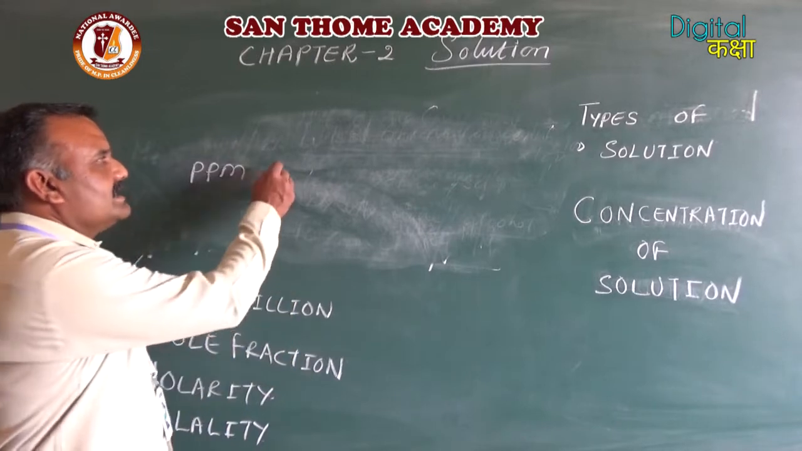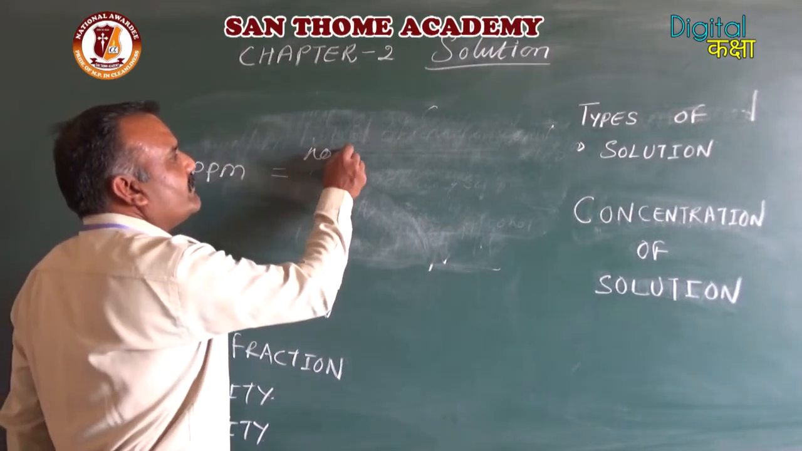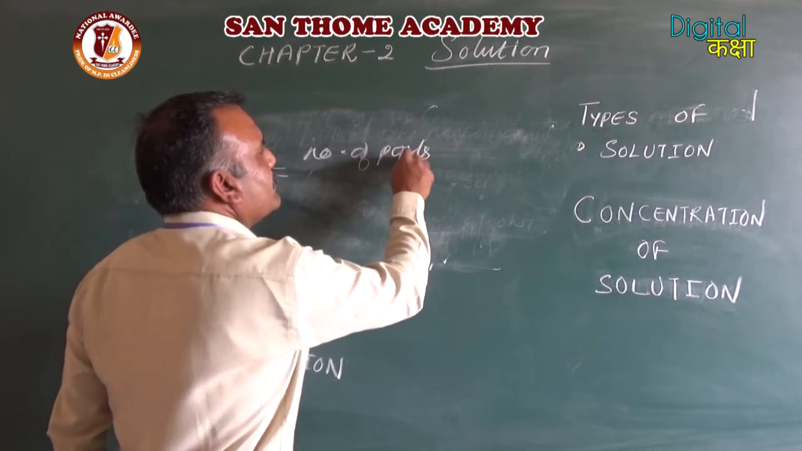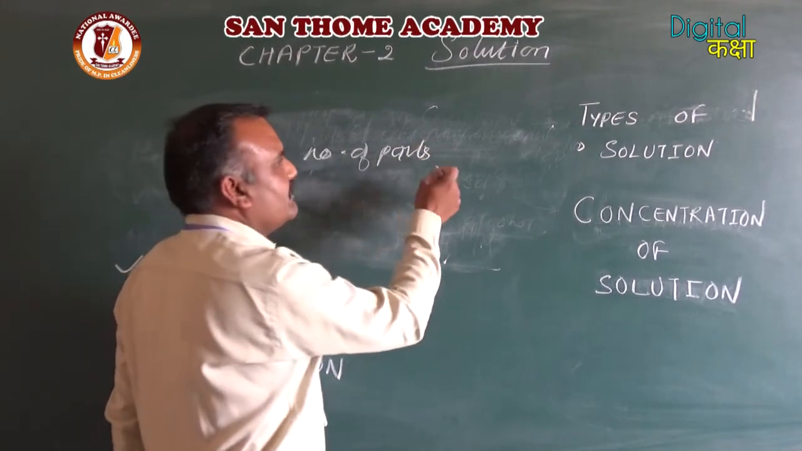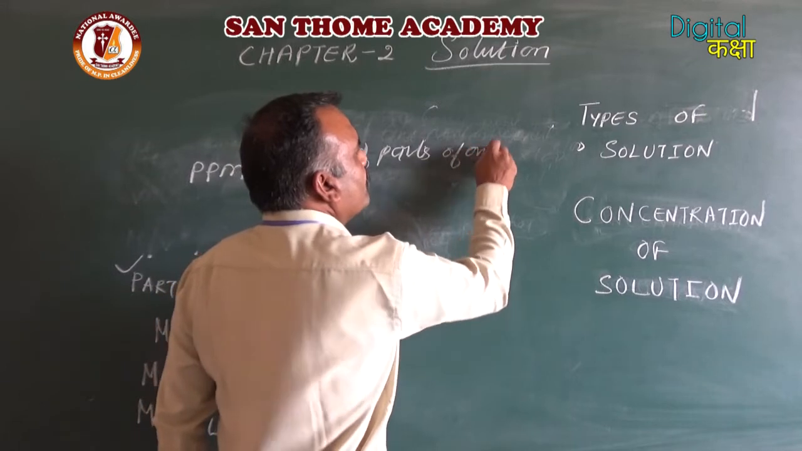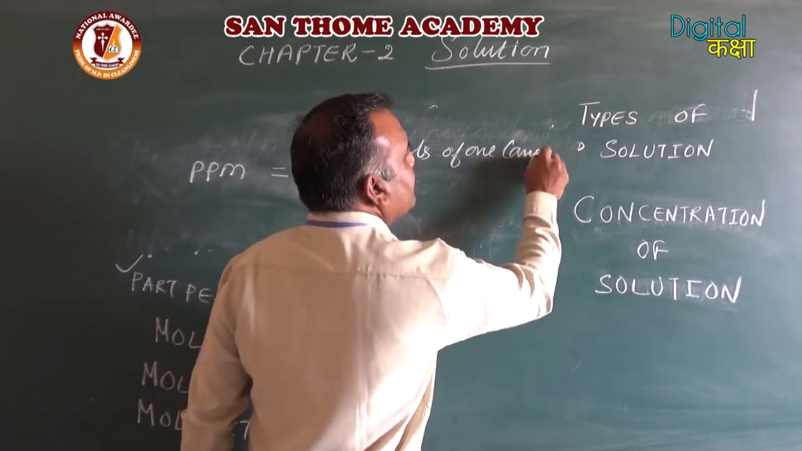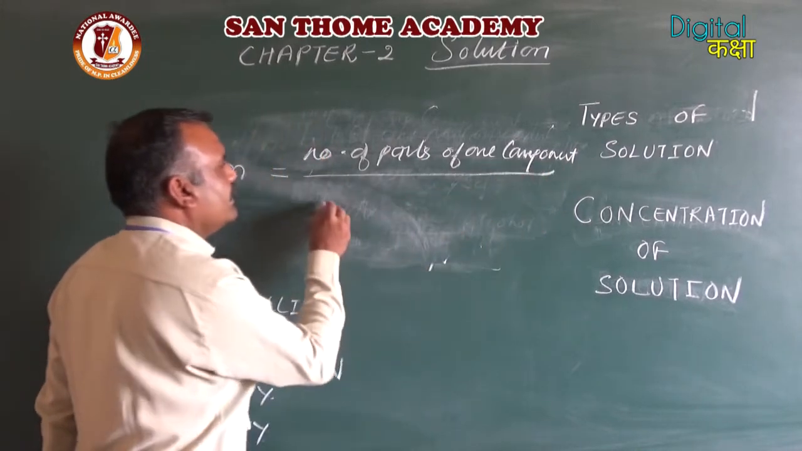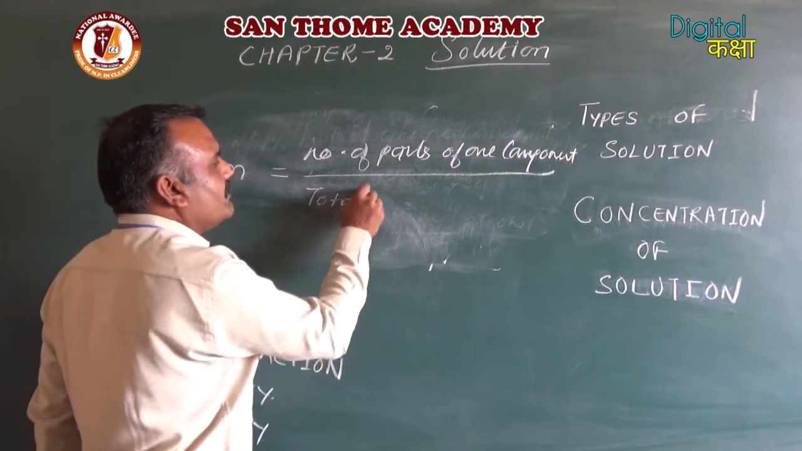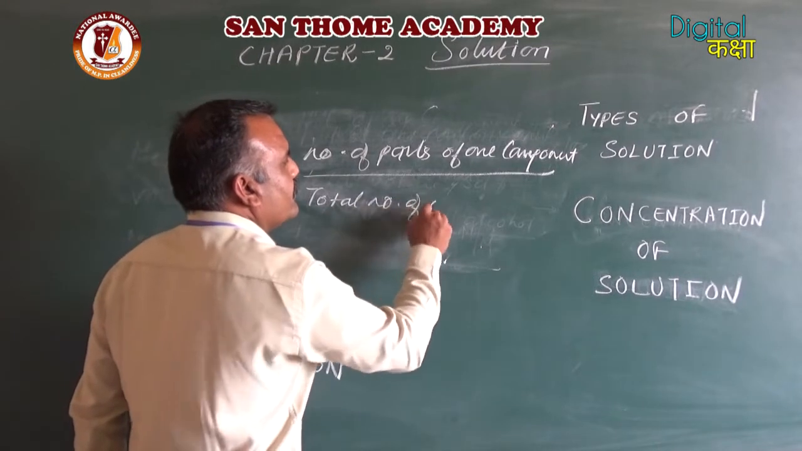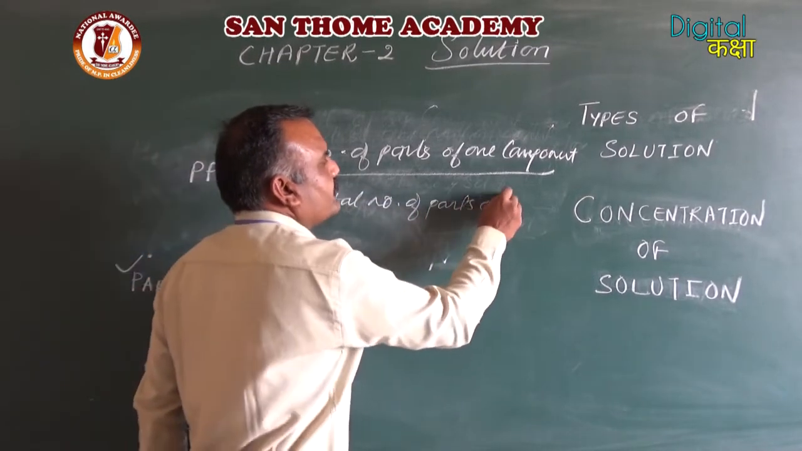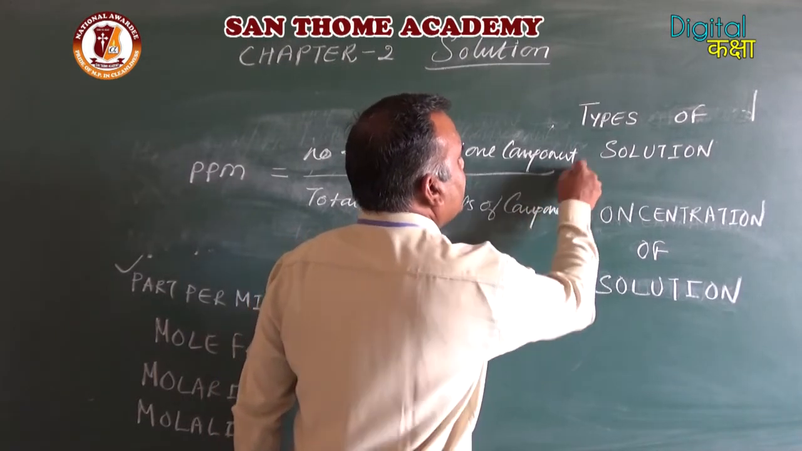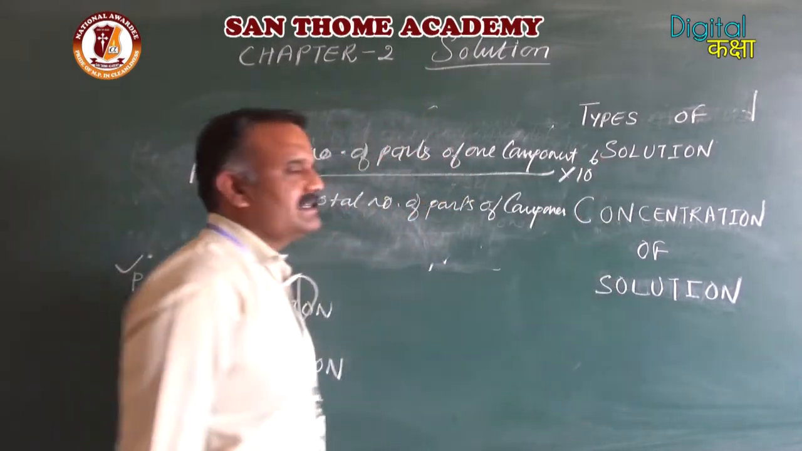It is defined as the number of parts, either by mass or by volume, of one component divided by the total number of parts of all components, into 10 raised to the power 6.